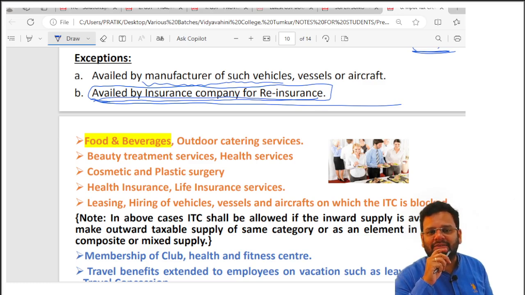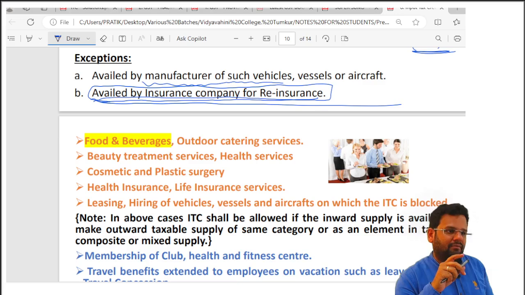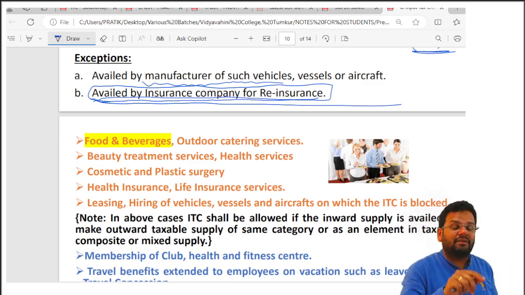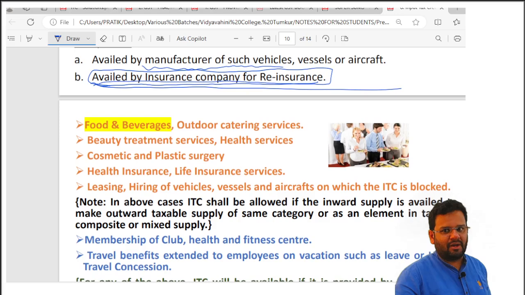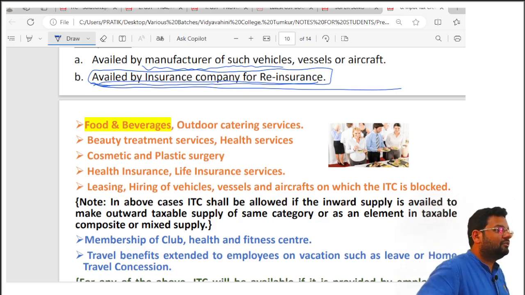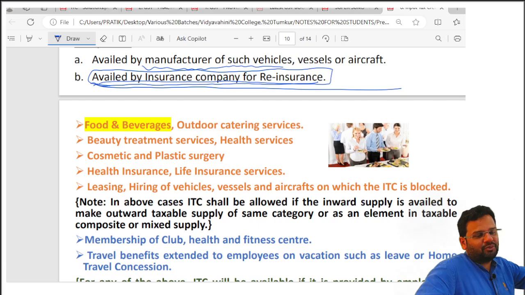See, what is this called? Here ITC will be, give a hyphen, ITC shall be allowed. This is a case of reinsurance. So ITC shall be allowed. Understood? This becomes a case of what? Reinsurance. Means what happened?